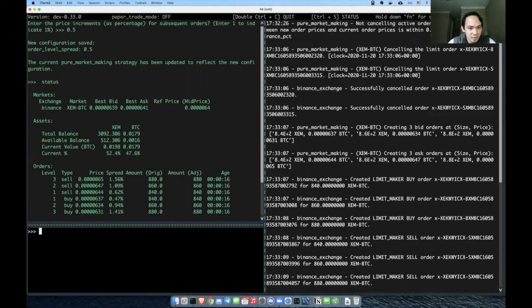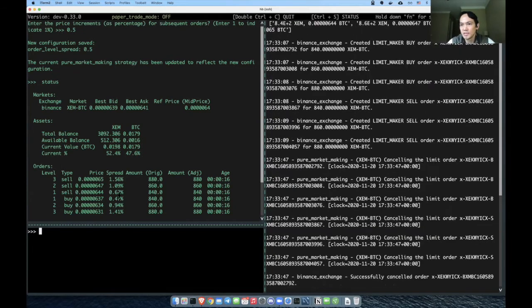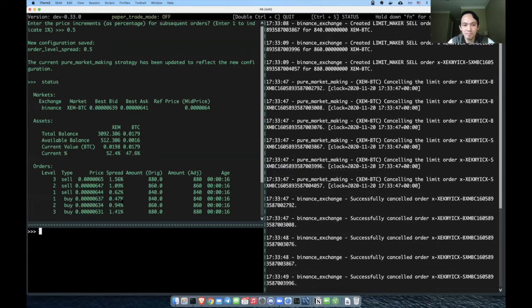So if I hit status, now you can see it's already updated those settings. You can see here the amounts and the spreads it's creating. The spreads are roughly 0.5%, 1%, and 1.5%. The reason it's slightly different here is because between when I placed the orders and when I hit status, the price has moved slightly. So that's why it's not exactly 0.5%.